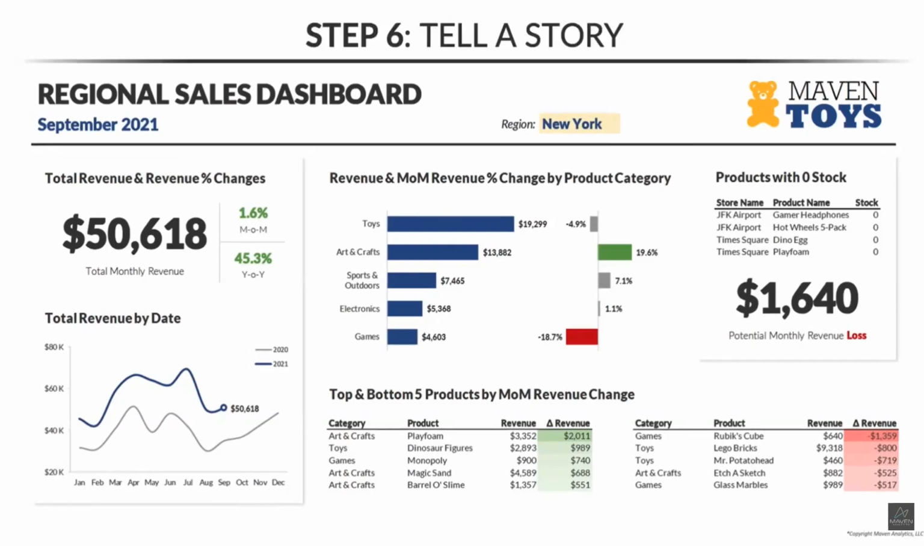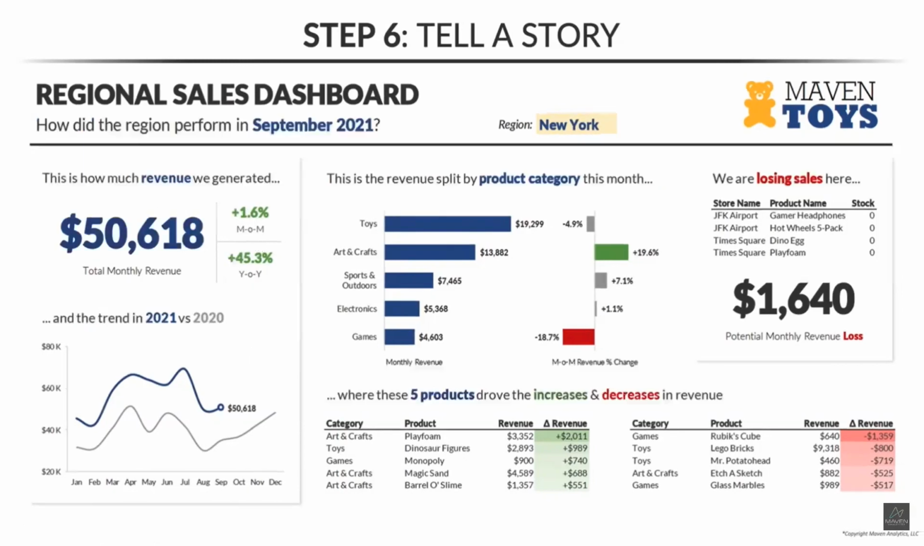Now you can start telling a story where I can clearly say these are the total revenue and the revenue percentage changes. Clearly you are showing month-on-month change and year-on-year change, and you can also explain how much revenue we generated. Correct, na? Yes or no? How did the region perform in September 2021 is the first question.